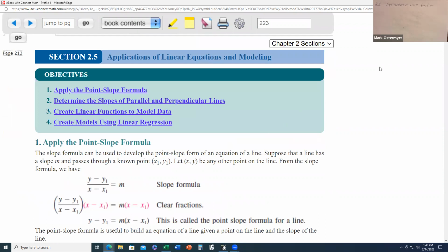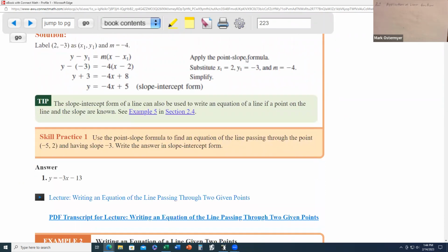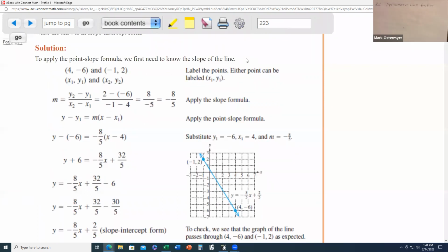All right, applications of linear equations and modeling. Ladies and gentlemen, I sincerely hope that outside of class, you are spending time to go through some of these valuable examples. Make sure you study these examples. It's only going to enhance your understanding of what's going on in the class, okay? Your author does a very good job in laying the steps out, all right?